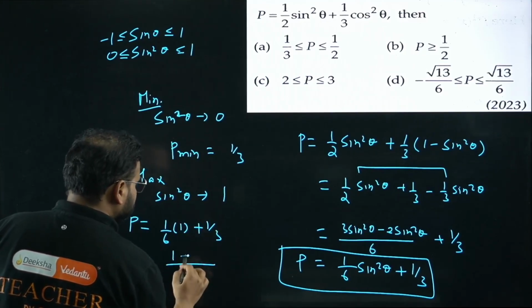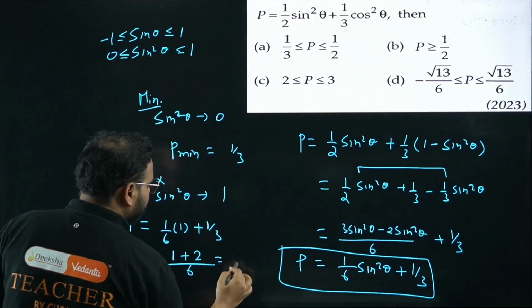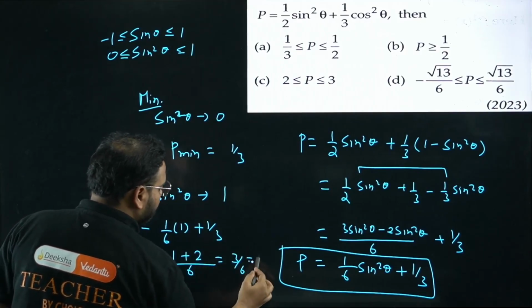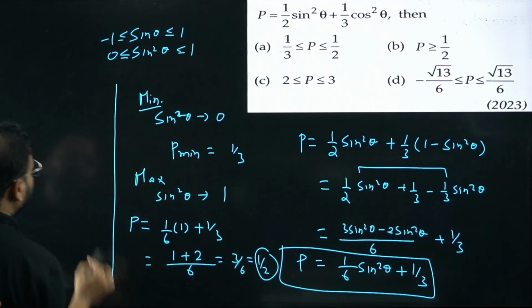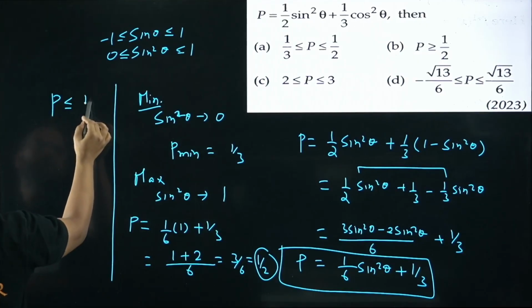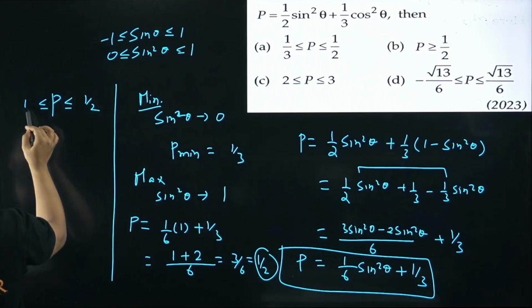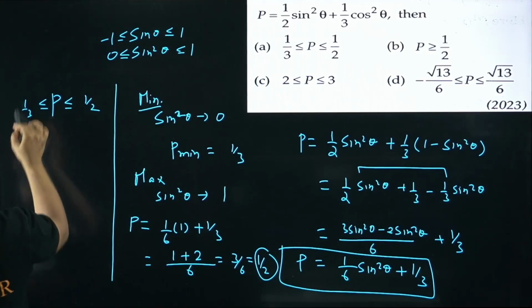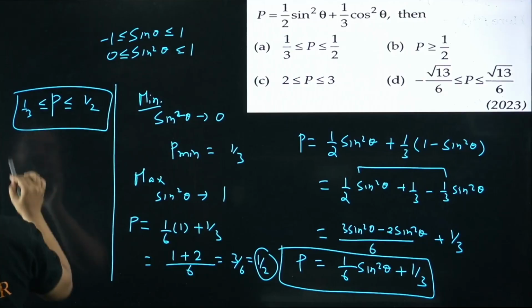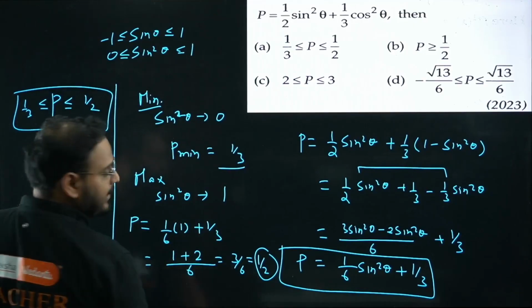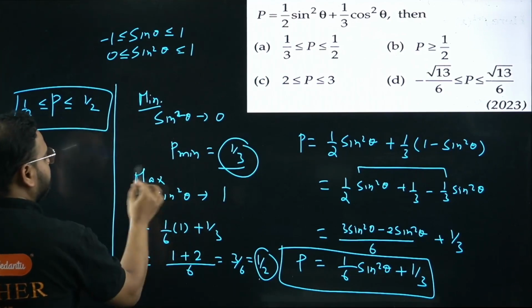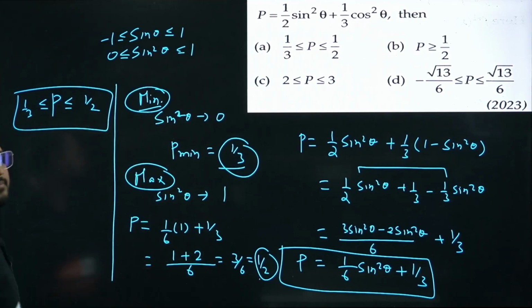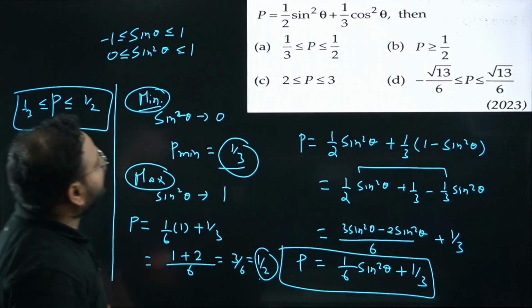You have 1 plus 3 times 2, so 2. You get 3 by 6. How much is that going to be? 1 by 2. This is your P max value. So basically, your P will lie from 1 by 3 to 1 by 2. 1 by 3 is the minimum value and the maximum is 1 by 2. Please check. Minimum is over here, max is over here. Minimum and maximum. Done. 1 by 3 to 1 by 2, option is A.